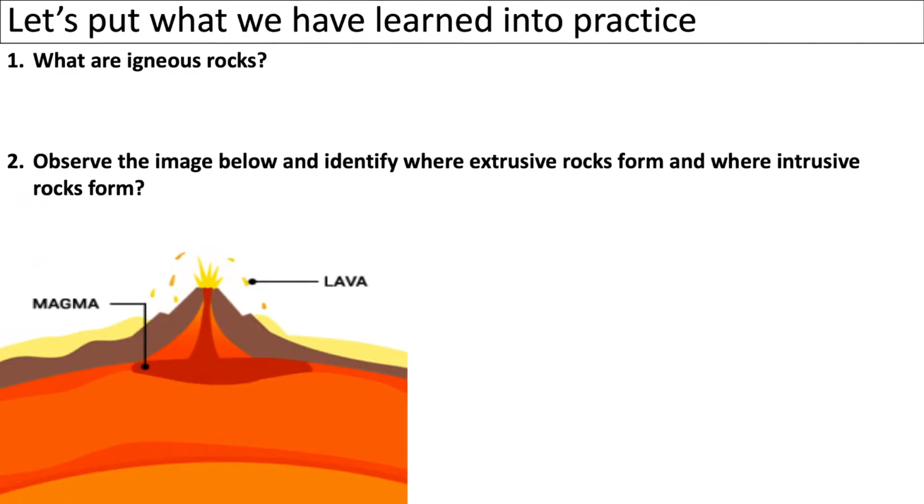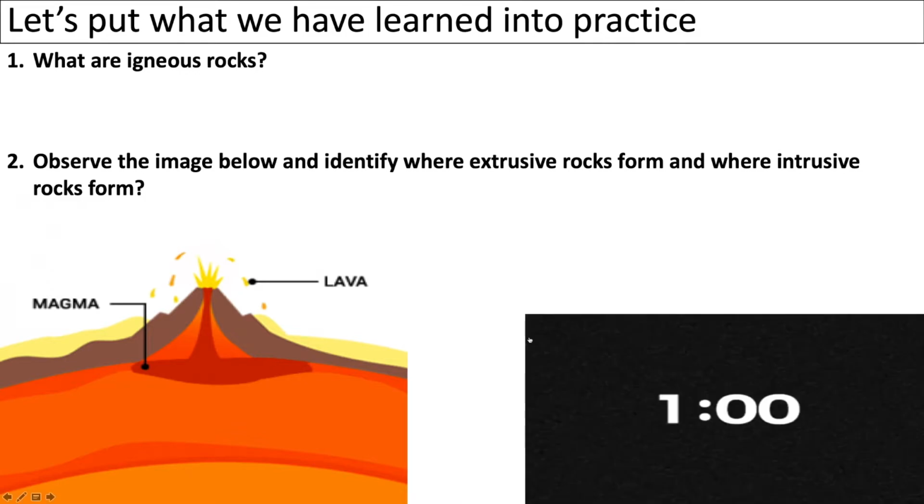Now, let's put what we have learned into practice and answer the following two questions. Number one, what are igneous rocks? Number two, observe the image below and identify where extrusive rocks form and where intrusive rocks form. Take 1 minute to answer these questions. Remember to pause if you need extra time.